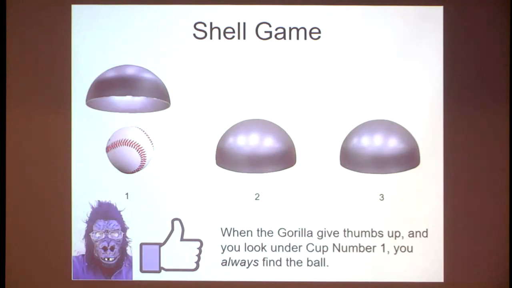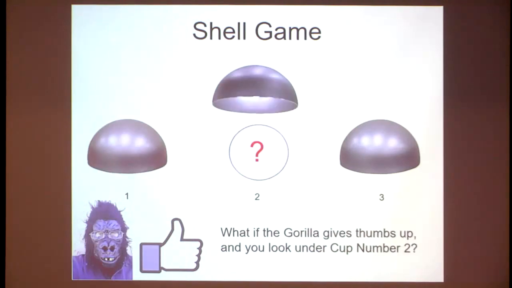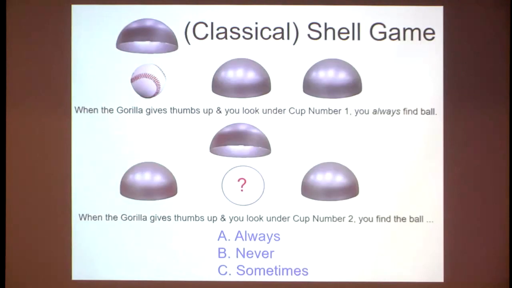Okay? And so now we could ask the question, when the gorilla gives thumbs up and you looked under cup number 2, is the ball there or not? Will the ball be there always, never, or sometimes? So remember, when he gives thumbs up and you looked under cup number 1, it was always there. So the question is, when he gives thumbs up and you look under cup number 2, is the ball going to be there always, never, or sometimes? So what do you think? Who would say always? Never? Sometimes? Well, a lot of people are for sometimes.